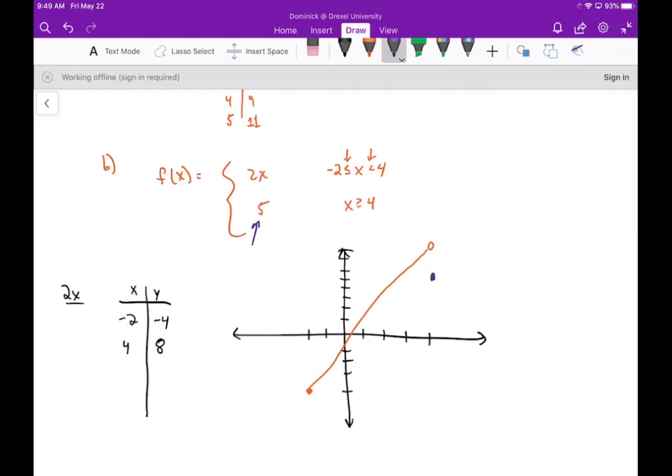We're going to have a closed circle here, and it's always going to be 5 no matter what. So there we can put an arrow because it's always for any values greater than 4. It doesn't stop anywhere. All right, so we get something like that.